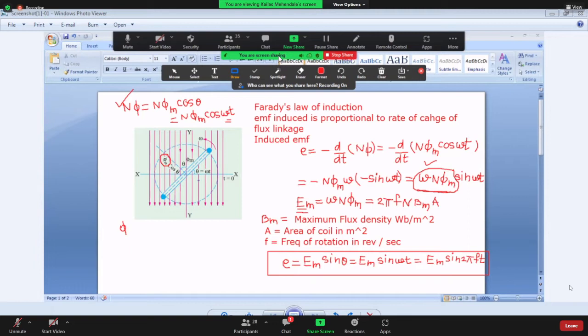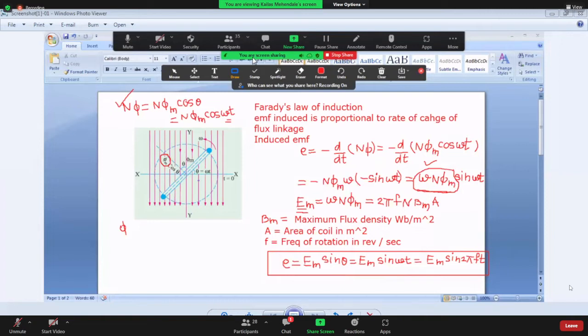Okay, so last lecture we derived an expression for this. E is equal to Em sine theta or Em sine omega t or Em sine 2 pi ft. Okay, so let us continue.